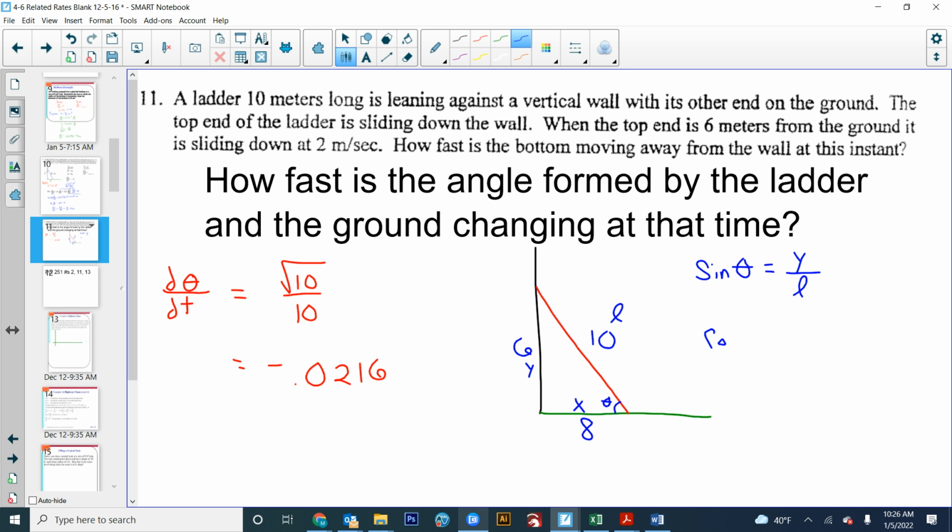Option 2, cosine of theta is X over L. And option 3, tangent theta equals Y over X. Does anyone have an idea which one the best option or options would be? Sine or cosine? I agree. Why?